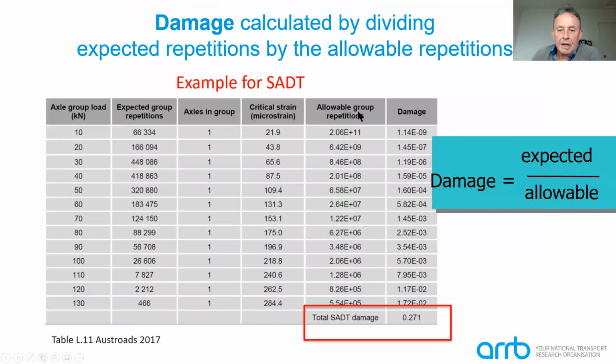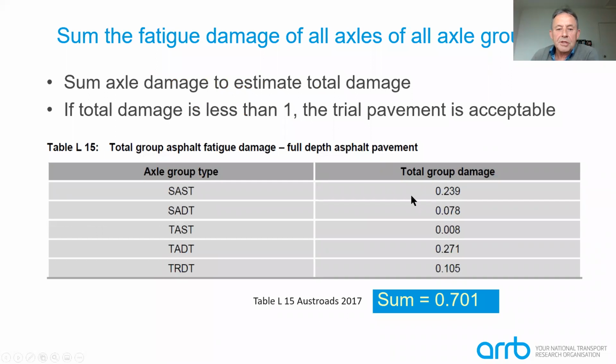Having calculated the allowable load repetitions, and from our traffic load distribution, our traffic analysis that we discussed last week, we know how to calculate the expected number of repetitions of each group. So if we divide the expected by the allowable, we calculate the damage due to each load on each group, and then we sum the damage of that group, and in this case it's 0.27 for the single axle with dual tyres.